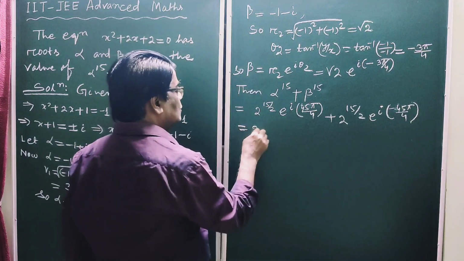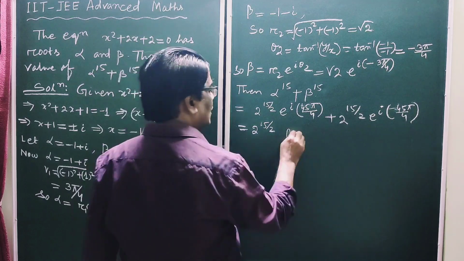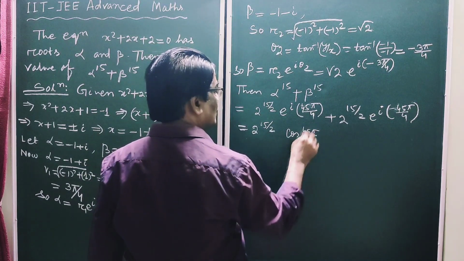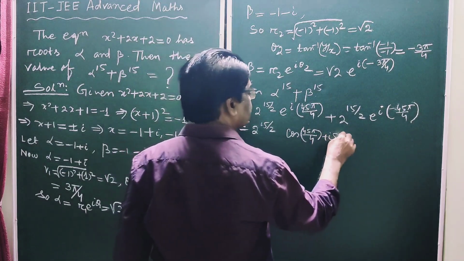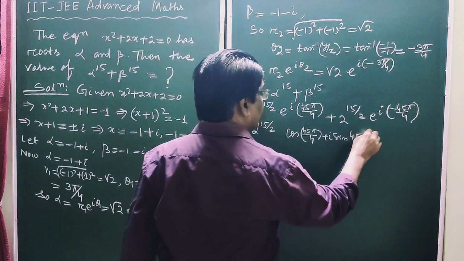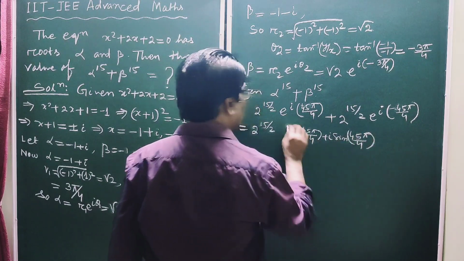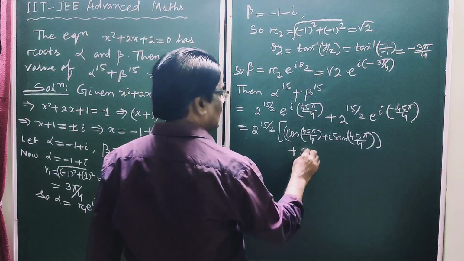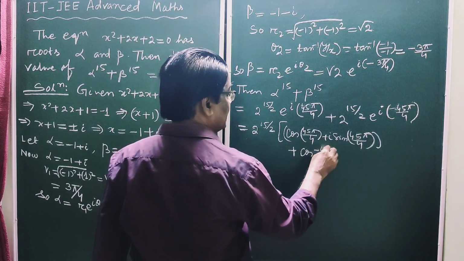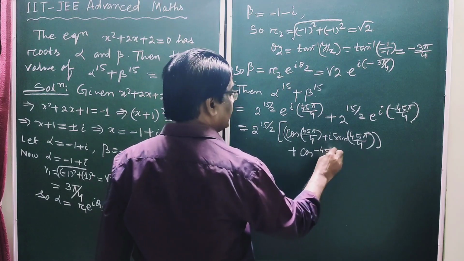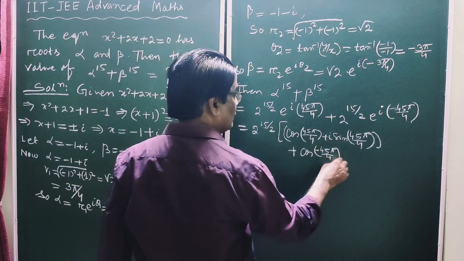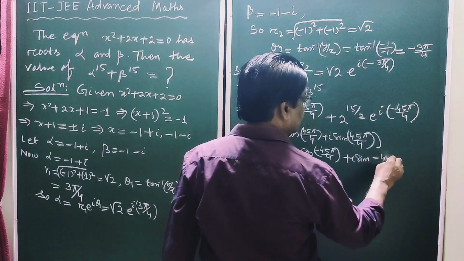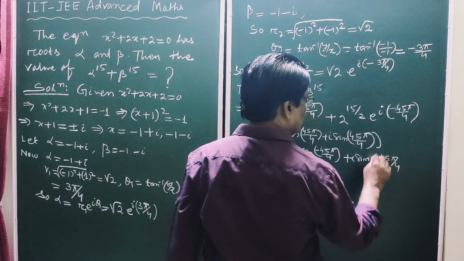So this is 2 to the power 15 by 2 times cos 45 pi by 4 plus i sin 45 pi by 4, plus cos of minus 45 pi by 4 plus i sin of minus 45 pi by 4.